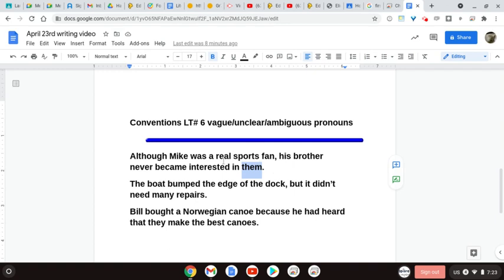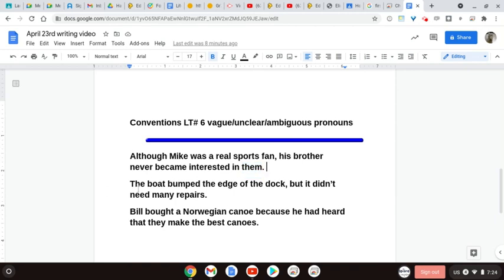Sports here, he's saying interested in sports, but the problem is sports is not a noun in this sentence. Sports is an adjective. It sounds like when you read it that he's interested in the fans rather than the actual sports, because fan is in fact a noun, but sports is being used as an adjective to describe the fans. So there is in fact no noun that you can say is replacing this word, which is why when you make the change here, it should be his brother never became interested in sports.